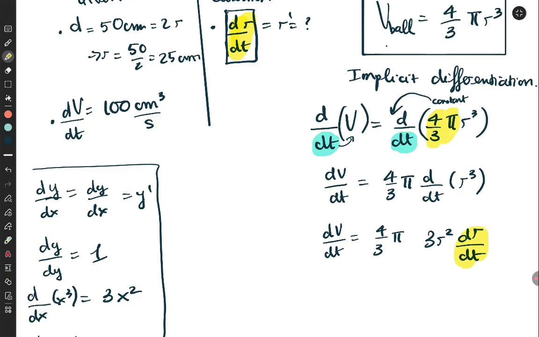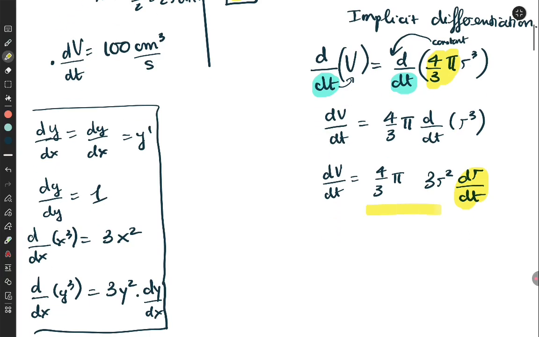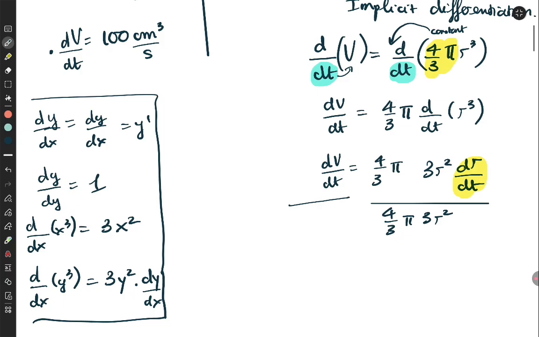So now I'm going to solve for this. Right now I'm looking at the multiplication. This times this times this times this times this, right? So to move to the left side, what do we do? Just one operation, dividing. Divide. Basically this whole thing, 4 over 3 pi 3 r squared, divided by 4 over 3 pi 3 r squared.